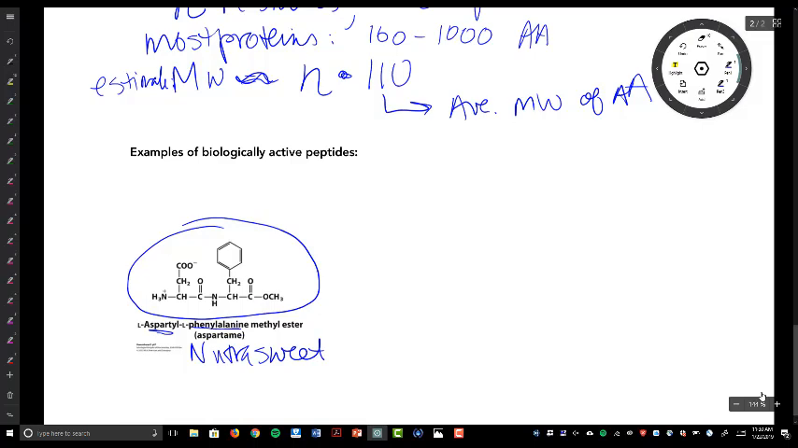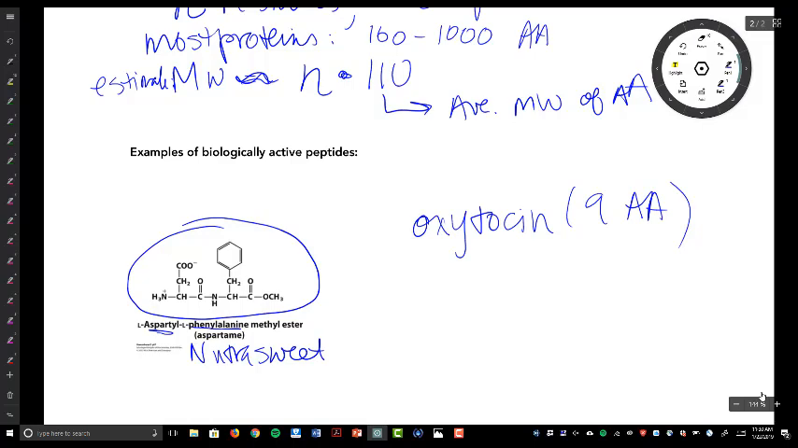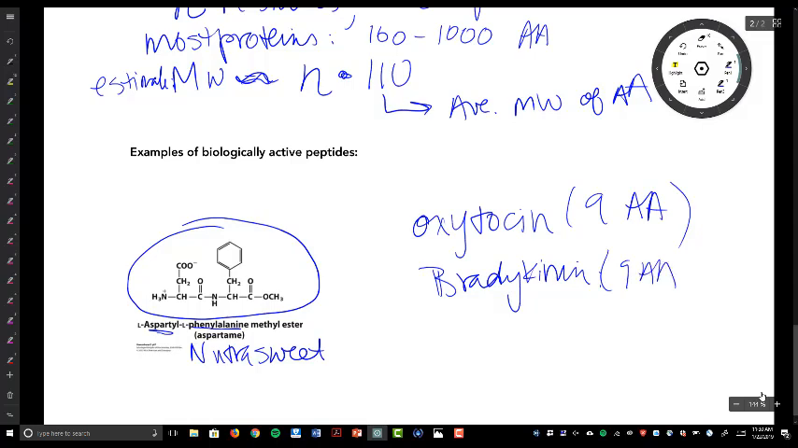But there are also some other natural examples of biologically active peptides. One is oxytocin, and that actually has 9 amino acids. That's a hormone that's released when a mother bonds with a baby. Another one is bradykinin, and it also has 9 amino acids, and that's an inhibitor of inflammation.